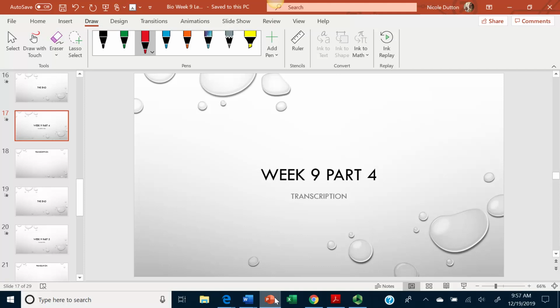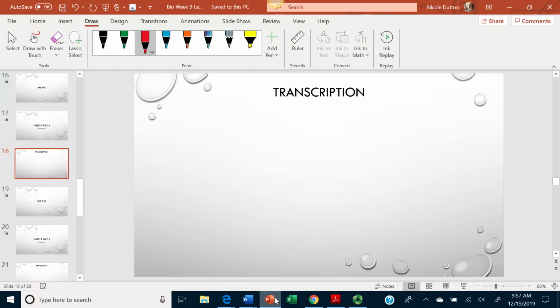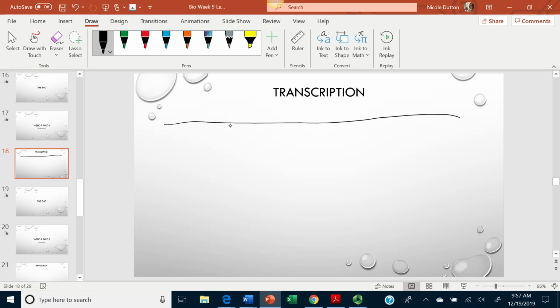This next section focuses on transcription. So if we think about a strand of DNA, DNA has regions on it called genes. And a gene is just a series of bases that code for a protein. What do we need proteins for?